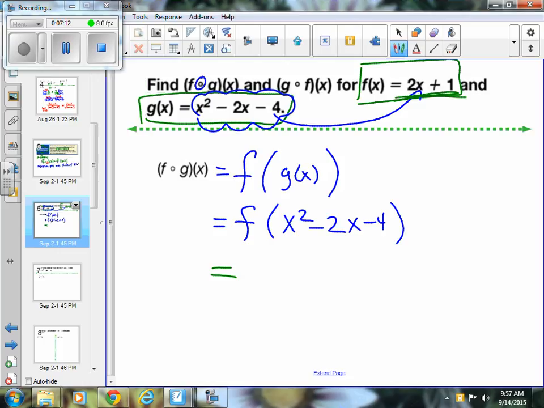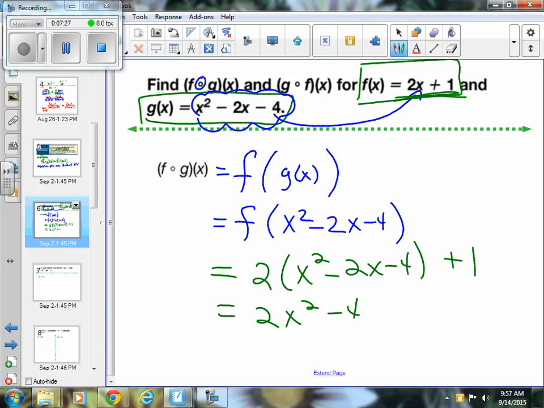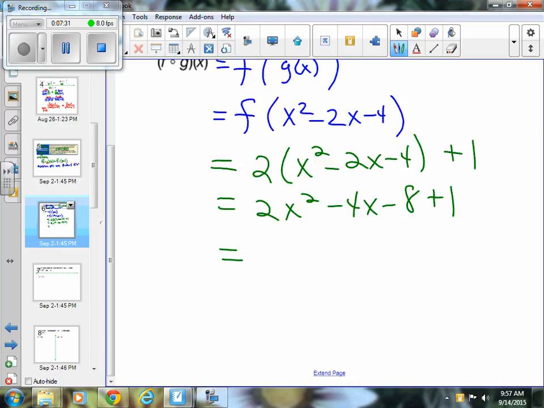The rule says 2 times whatever you substitute. So 2 times whatever I'm substituting, which just so happens to be g, and then plus 1. So the rule is 2 times what I'm substituting plus 1. Now to get from here to the end, just go ahead and do distributive property and put your like terms together. So we again made a new function. We made a new parabola by doing composition, so substituting.